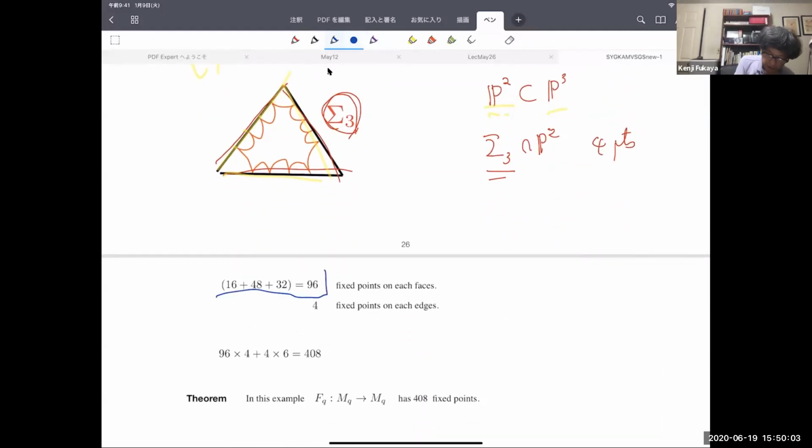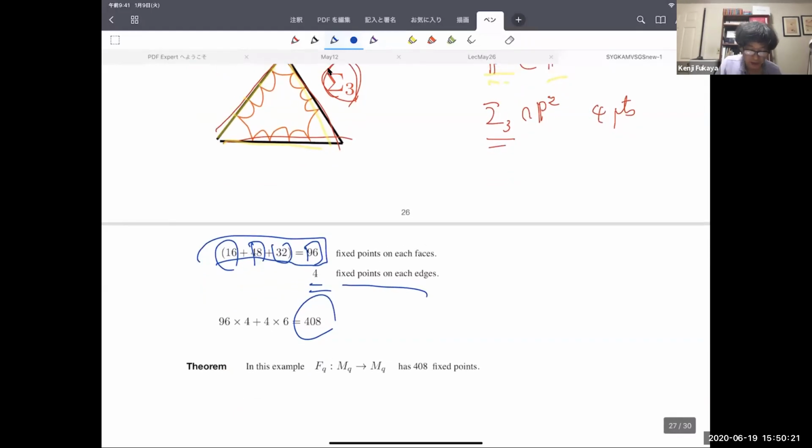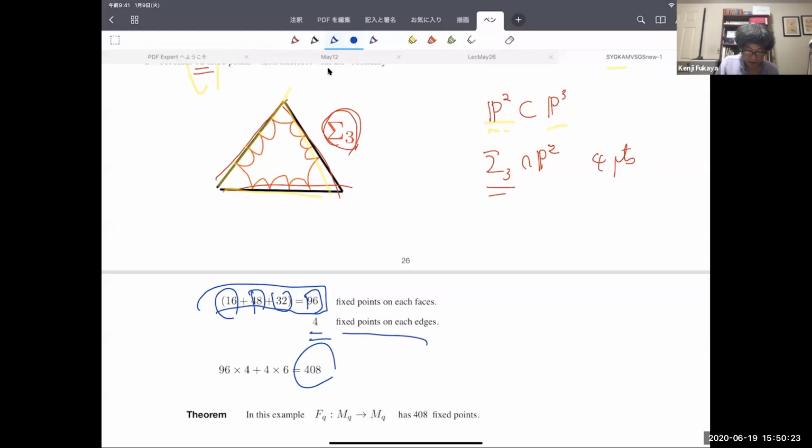So for example, from this we can say how many fixed points there are. In each surface you have 16 points, which are just critical points that lie in the interior. And 48 plus 32 lie on this genus 3 surface. It's 94. And you have another 4 on each edge, and you have this 408 points. That is one of the consequences of what I explained. But something nice is that this picture explains how this FQ looks in rather good detail.